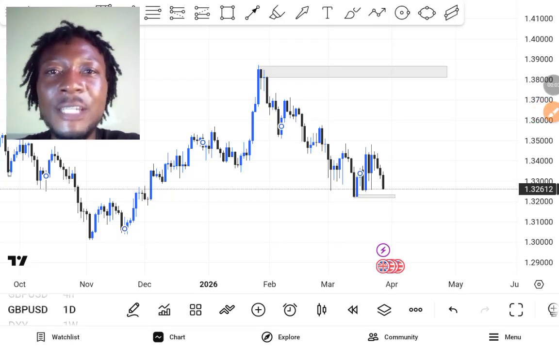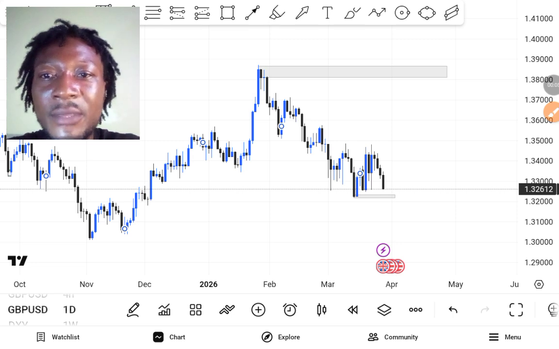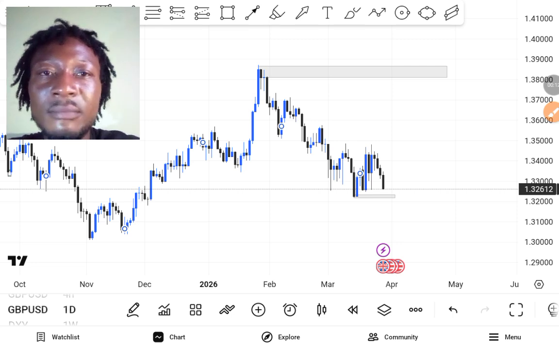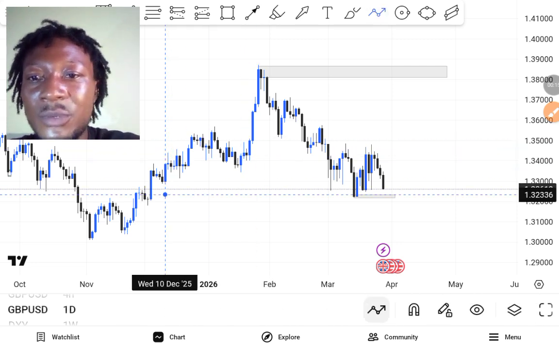Okay, so this is GBPUSD, and we're going to start from the daily time frame with our technical analysis. For this week, we're going to be trading GBPUSD. So we go straight to the daily.